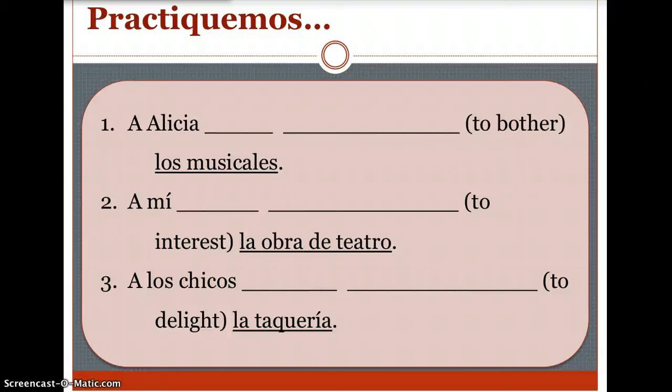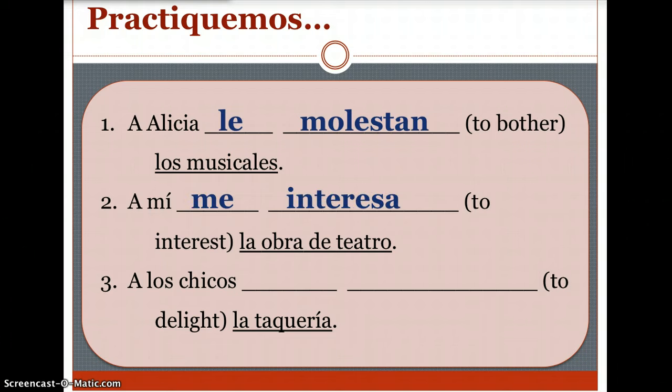Practiquemos un poquito. All right, you have two blanks. Now, we are talking about a Alicia as your subject. A Alicia le molestan los musicales. Molestan is plural because the object following it is also plural, los musicales. Le is in agreement with Alicia. Número dos. A mí me interesa la obra de teatro. Interesa is singular because la obra de teatro is singular. A los chicos les encanta la taquería. Encanta is singular because la taquería is singular.